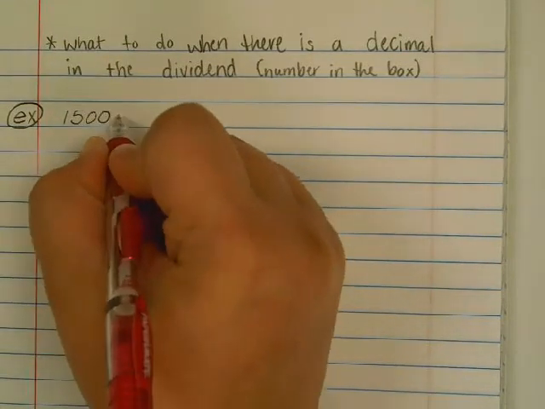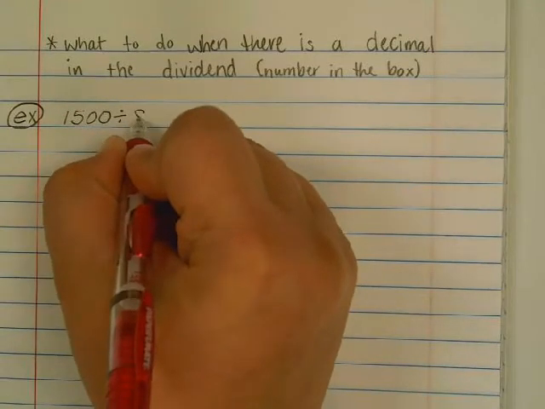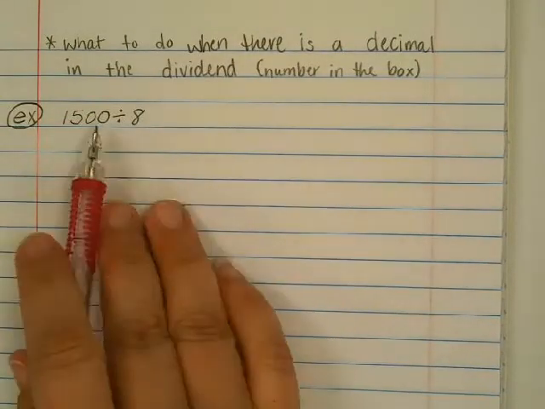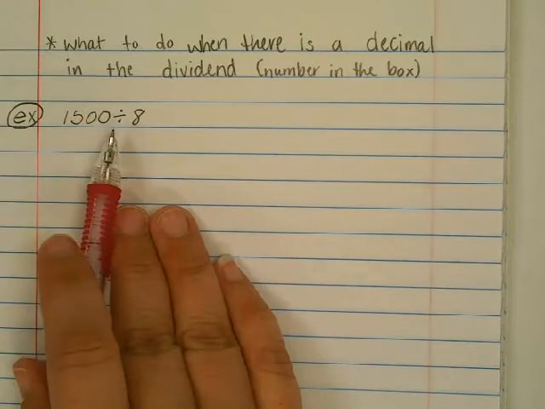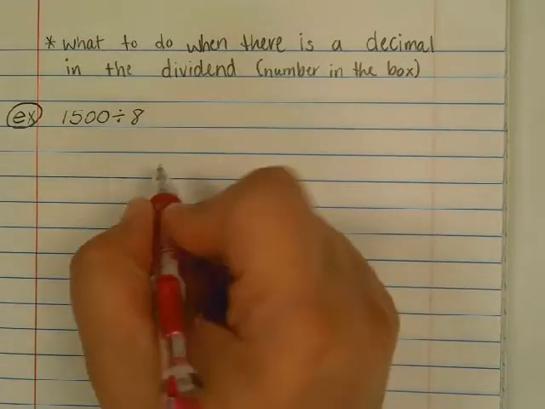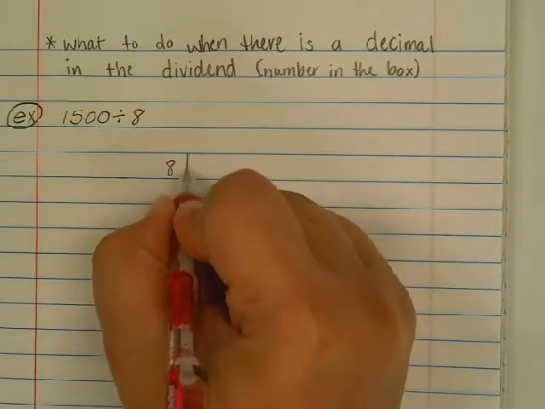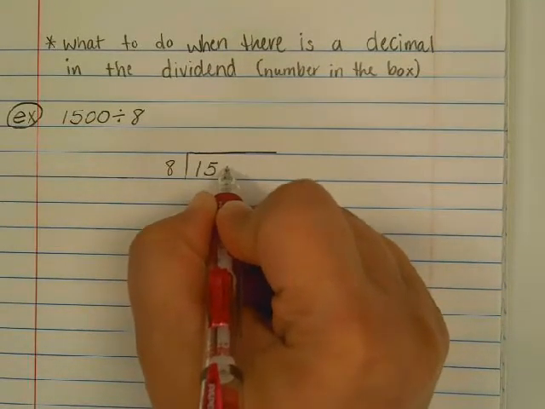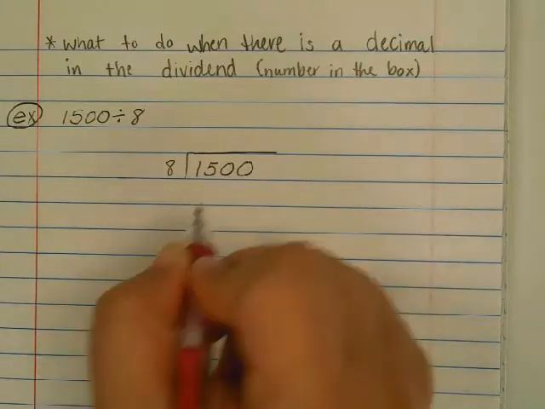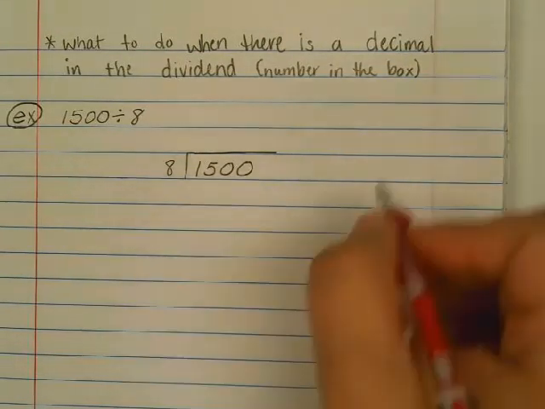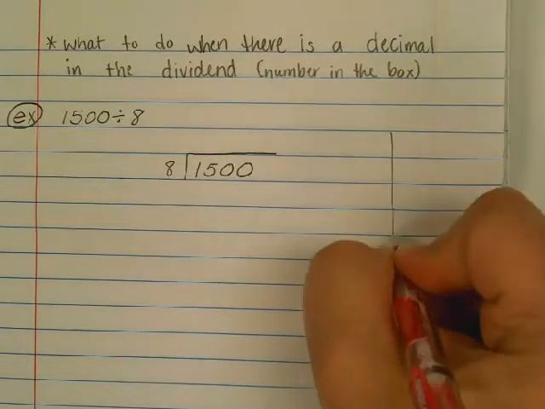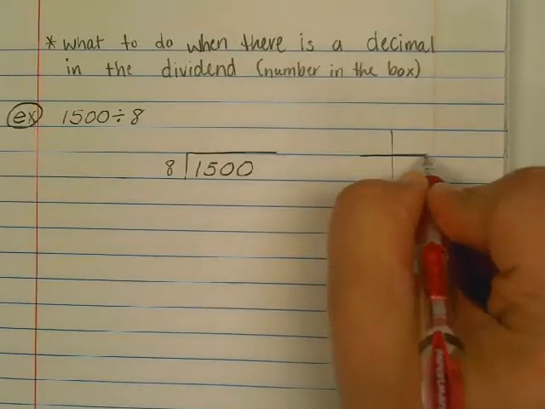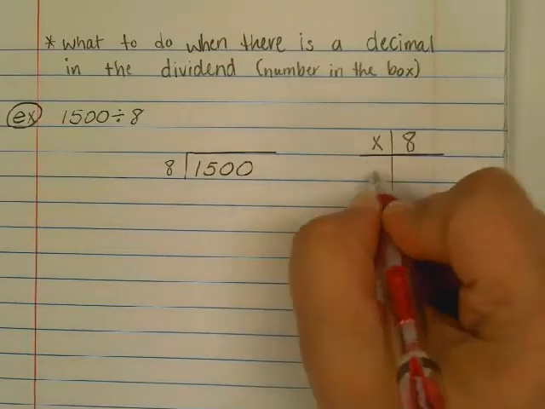1,500 divided by 8. Now you'll notice that there are no decimals in this problem, so I'm going to just set it up for the standard algorithm. And because I'm dividing by 8, remember that I make my T-chart for 8.